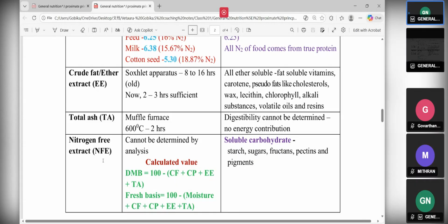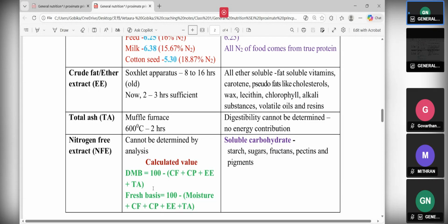Then the last component of the proximate principle is nitrogen free extract, that is NFE. Here it is actually not estimated like the previous five parameters. It is calculated using the previously analyzed five components, so it cannot be determined by analysis. It is estimated using a calculation formula. On dry matter basis, it is calculated as 100 minus crude fiber plus crude protein plus ether extract plus total ash content. On fresh basis, we should include moisture content also, so it is 100 minus moisture, crude fiber, crude protein, ether extract, and total ash.